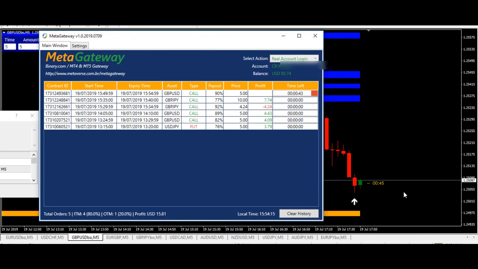So we are having about 40 seconds to the end of this trade. We are strongly in the money. Thanks to God for that. We are strongly in the money.